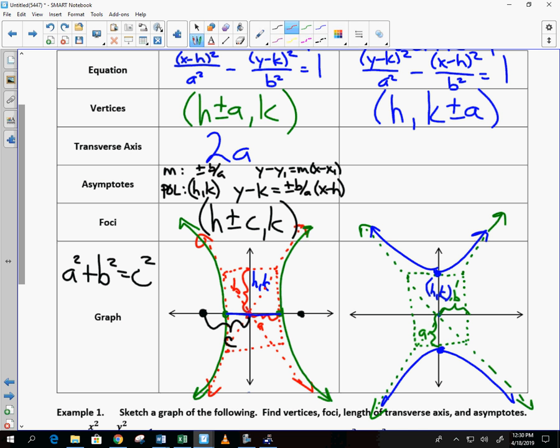The length of the transverse axis, 2a. The asymptote still goes through the center of h, k, but what's the slope now? A over b. So it's y minus k is equal to plus or minus a over b times x minus h.